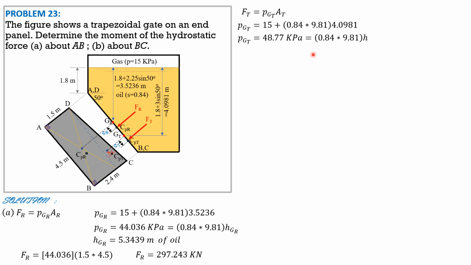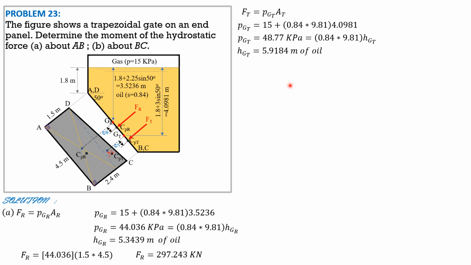So GT is 15 plus 0.84 times 9.81 times 4.0981, and that is equal to 48.77 kilopascals, then equated to specific weight of oil times HG of triangle, because it is the oil that is in contact with the gate. So we use specific weight of oil times HGT. So HGT is equal to 5.9184 meters of oil. So another way of computing HGT, convert 15 into pressure head of oil. 15 divided by 0.84 times 9.81, then add 4.0981, you will get 5.9184 meters. So that's the other way of computing HGT.